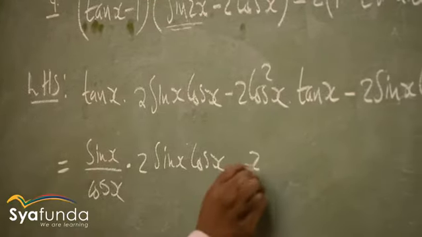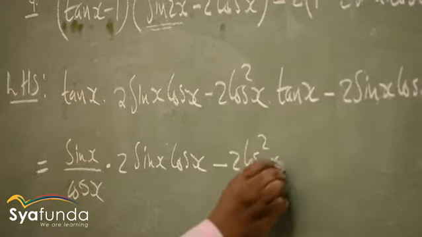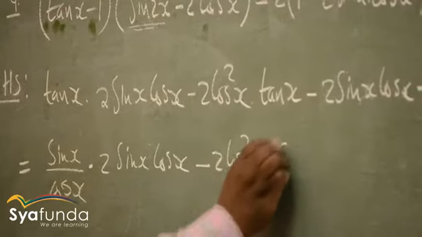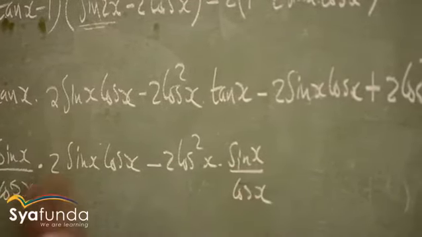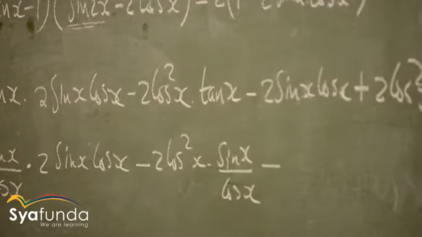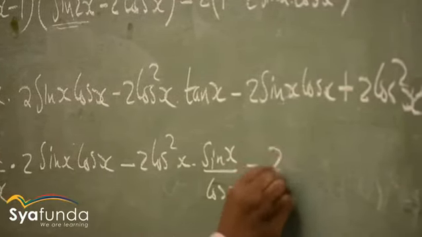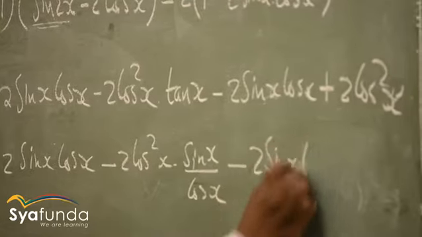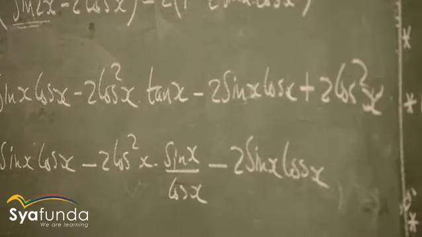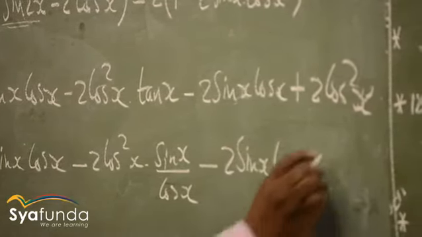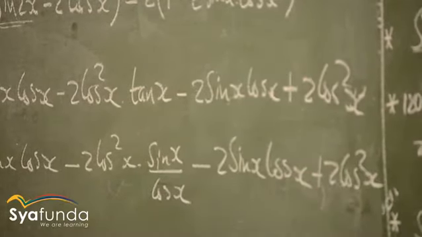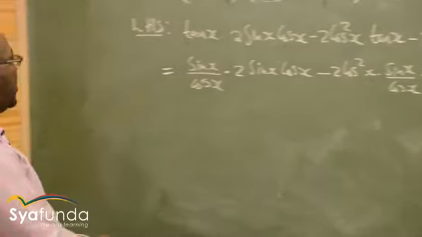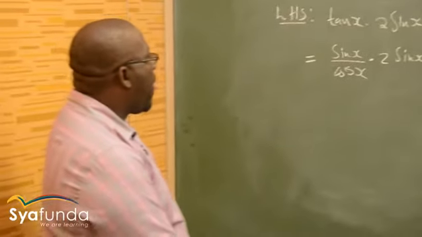We've got 2 cos squared x times tan x, which is sine x over cos x. We minus this one, which is 2 sine x cos x. You don't have to stress, just move with the flow. This will give us plus 2 cos squared x. This is what we have so far. Right, let's move on from there.